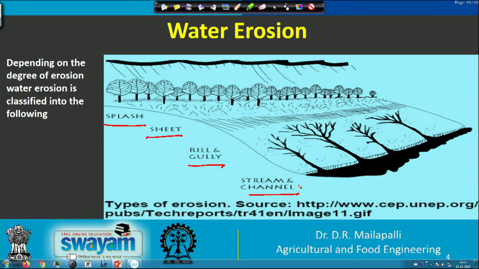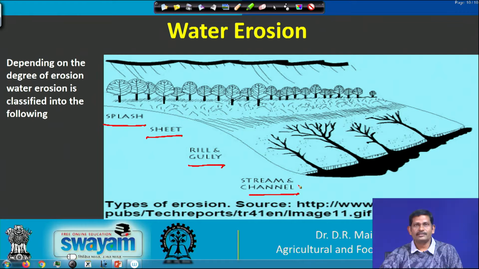When the raindrop falls on the soil, it has a kinetic energy equivalent to a speed of 50 kmph. When that high speed mass hits the soil particles, they lose their stability with the other particles and get splashed out. The particles which lose the bonding are displaced from one position to another place. That is basically how splash erosion takes place.